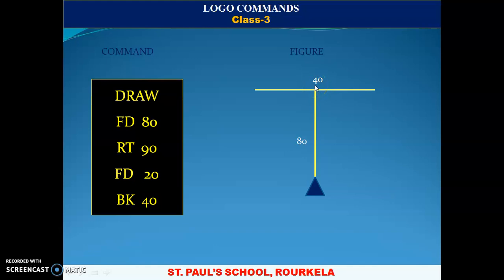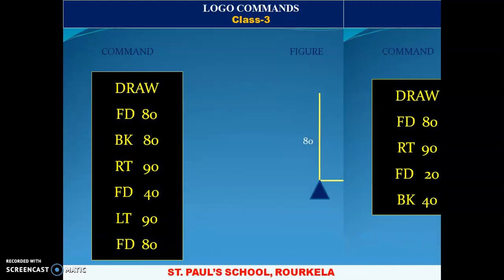So RT90 will move the turtle in this direction. Then FD20 means it will draw this line. Then you want to draw the line here, full line, so you have to use BK40, which means from here to here it will draw the 40 steps. So your commands are FD80, then RT90, then FD20, then BK40. It will draw the figure T.